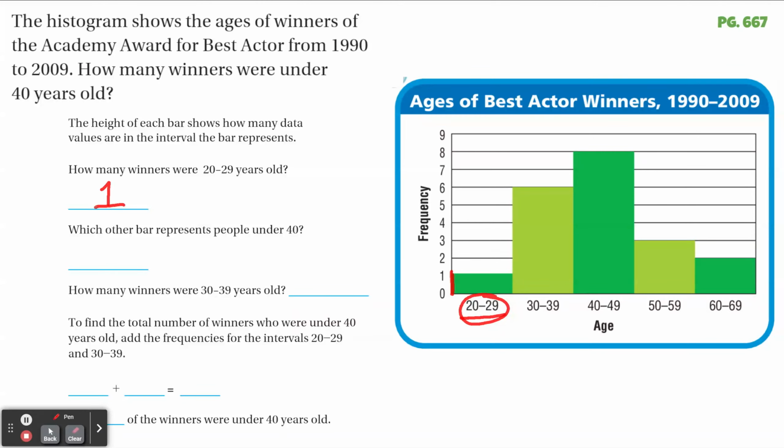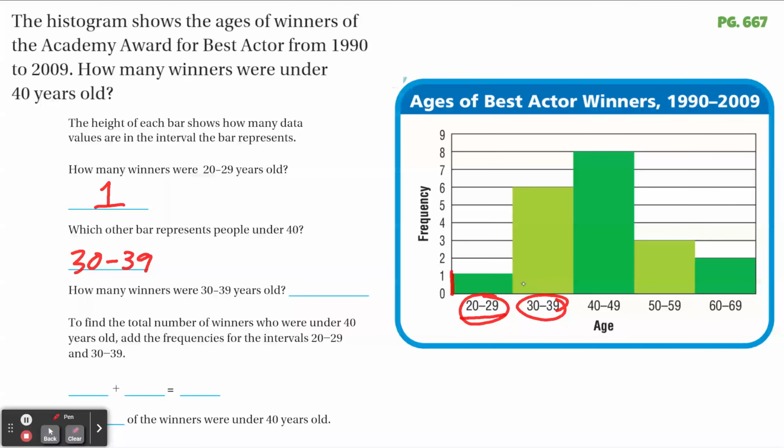Then we're going to think about what other bar represents people who are under 40. So we would have 20 to 29, and then what other group would be under 40? So 20 to 29 and 30 to 39 are both going to be people and actors who are under 40. We've already counted and seen the frequency for the 20 to 29. So let's go ahead and find the frequency for 30 to 39. So we're going to think how many winners were between 30 and 39 years old.